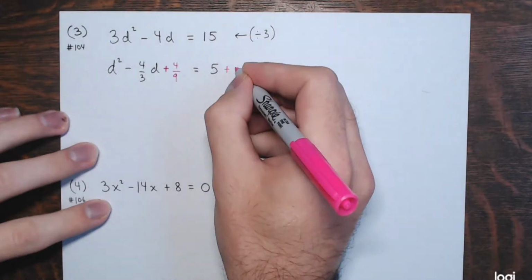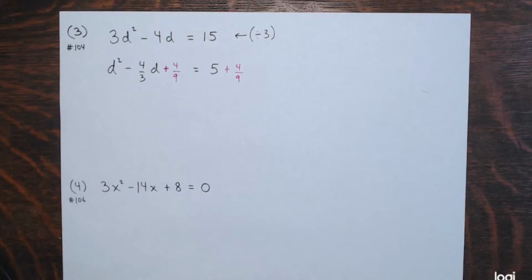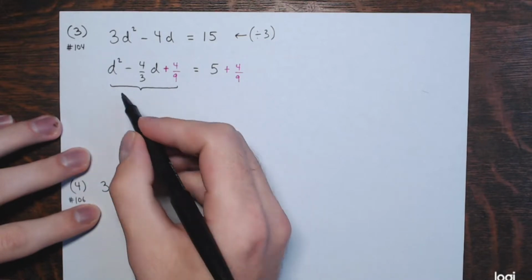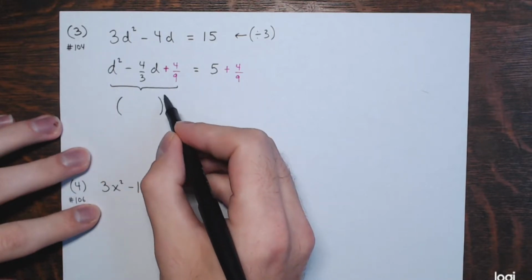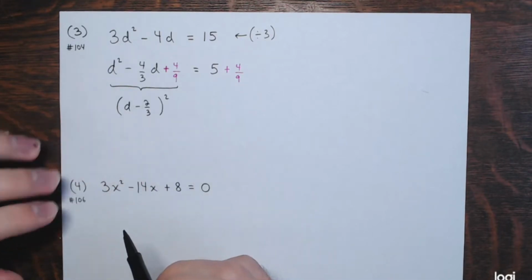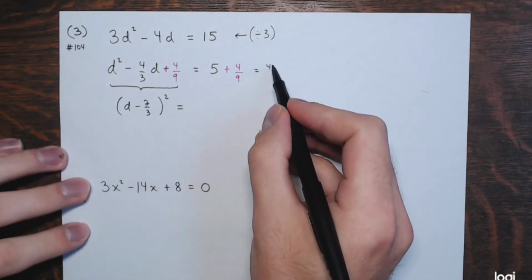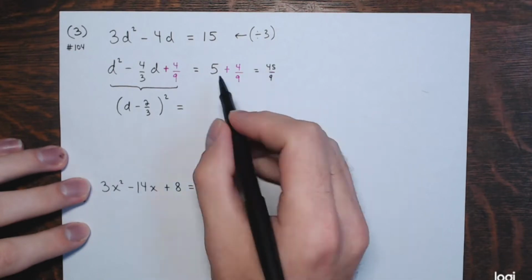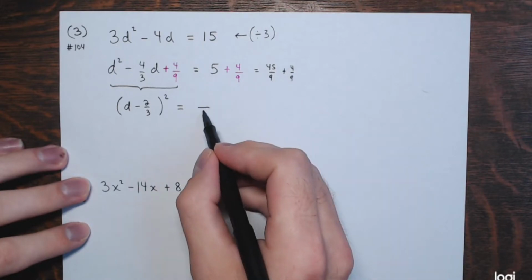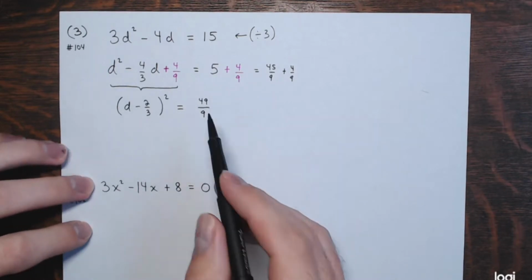And I do the same thing to the other side, right? Add 4/9. Now, d squared minus 4/3 d plus 4/9 can be expressed as d minus 2/3 squared. And then this side here, 5 is 45/9. Right, 45 divided by 9 is 5, plus 4/9. Get a common denominator, and so this will be 9ths over here, and then 45 plus 4 is 49, which are nice perfect squares. These are nice.